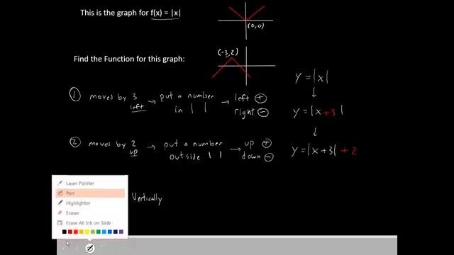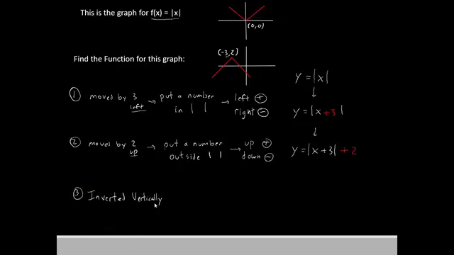But we're still not quite finished. Now, on to the third operation. We've inverted it vertically. To invert something vertically, what you do is put a minus sign outside the pipes. So if you want the absolute value function to point upward, you keep it positive or just don't put a sign on there. But if you want to make it point down, you put a negative sign on there. So that changes our function one more time.